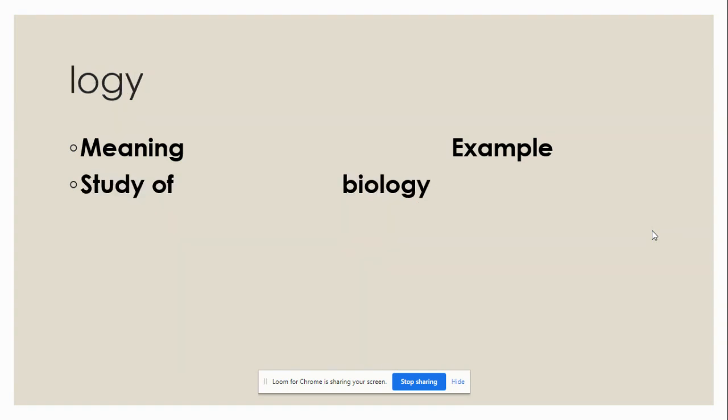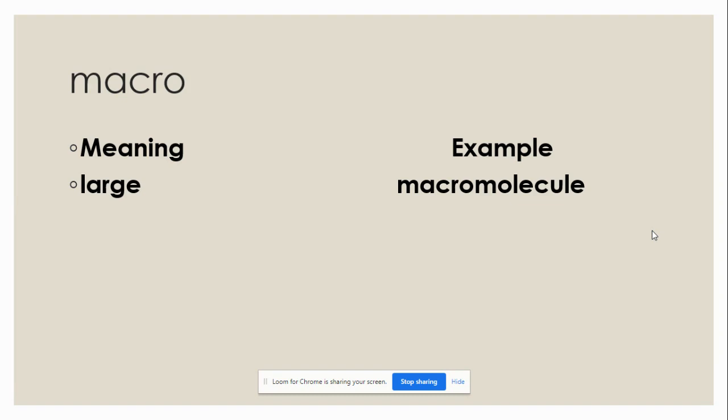Logy means the study of. So biology is the study of life. Lysis means to destroy. So cytolysis is literally destroying a cell. Macro means large. A macromolecule, which we talked about in chapter 3, is a large molecule.